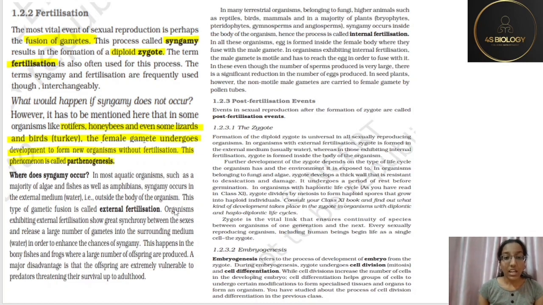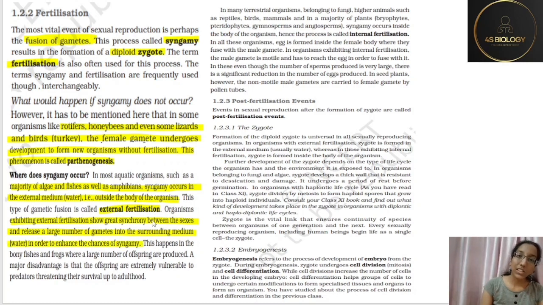Where does syngamy occur? In most aquatic organisms, such as the majority of algae and fishes as well as amphibians, syngamy occurs in the external medium, water, that is outside the body of the organism. External fertilization, internal fertilization. External means it happens in water, out of your body, right? So gamete fusion happens out of your body, that is external fertilization. Organisms exhibiting external fertilization show great synchrony between the sexes and release a large number of gametes into the surrounding medium, water, in order to enhance the chances of syngamy.